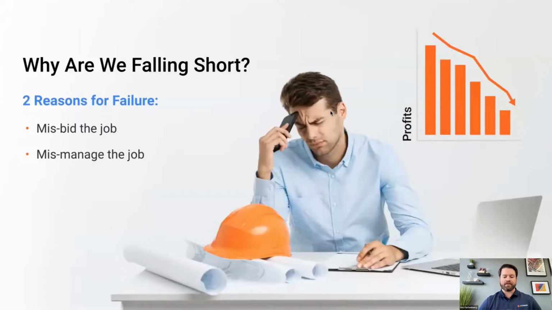So again, to give you a little bit of background. When I took over the general contracting firm, the GC, back in 2018, one of the things that I really wanted to figure out is why were we not hitting our target profit margins? And at the end of the day, after digging in, I found that there are really two main reasons why we were falling short. And it was that we either misbid the job or we misran the job. And so today we're really going to dive into the bidding side, which ultimately came back down to pricing and how we were calculating that price.